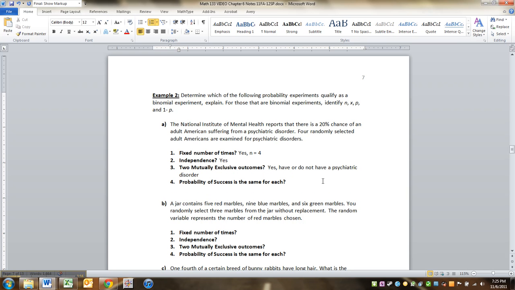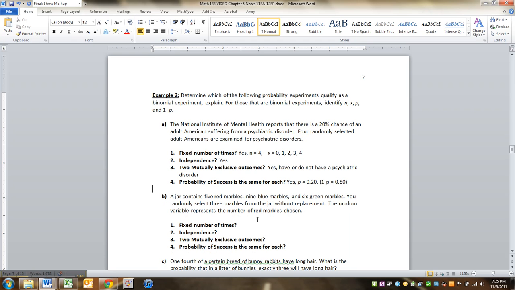Okay. Probability of success is the same. Yes. P. Oopsie. P. There we go. Equals 0.20. And therefore, by the way, 1 minus P equals 0.80. And while I'm on the subject just for a second, since N equals 4, that means X equals 0, 1, 2, 3, 4. Because if there's 4 people total, you could have anywhere from 0 to 4 people suffering from a psychiatric disorder.